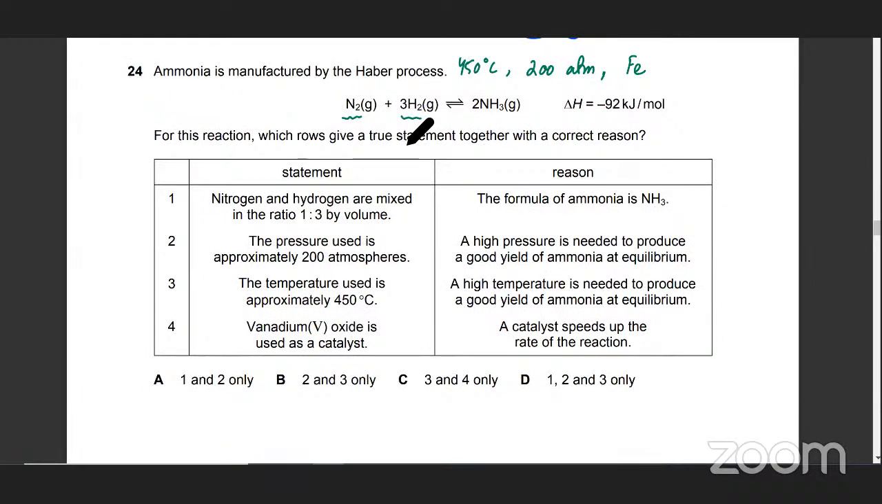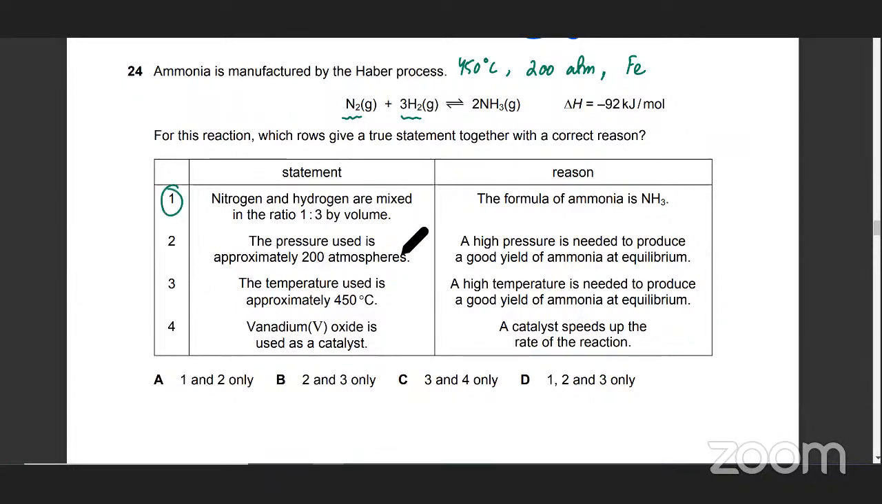अच्छा, anyways, for this reaction, which row gives a true statement together with the correct reason? The nitrogen and hydrogen are mixed in the ratio 1:3. और फिर वो कह रहे हैं, the formula of ammonia is NH3. Is that correct? Yes, sir. ठीक है, kind of looks fine. Probably nothing wrong with this.